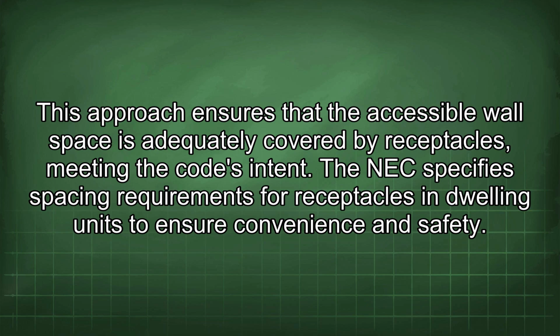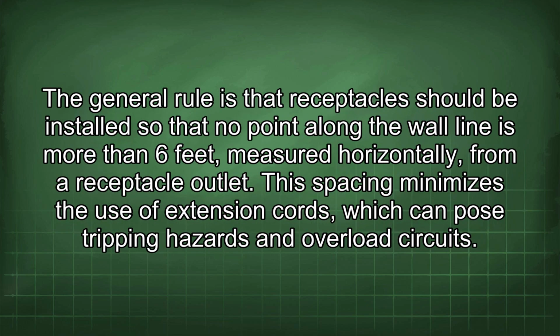The NEC specifies spacing requirements for receptacles in dwelling units to ensure convenience and safety. The general rule is that receptacles should be installed so that no point along the wall line is more than 6 feet measured horizontally from a receptacle outlet. This spacing minimizes the use of extension cords, which can pose tripping hazards and overload circuits.